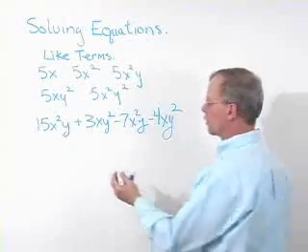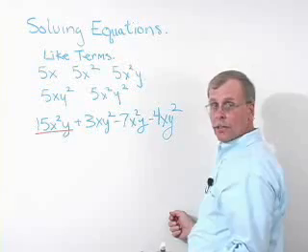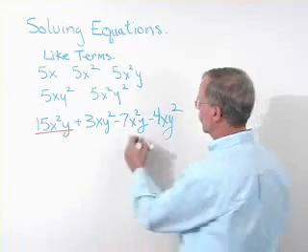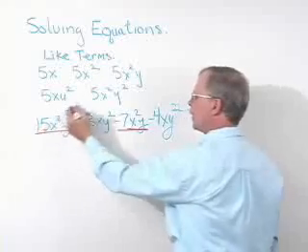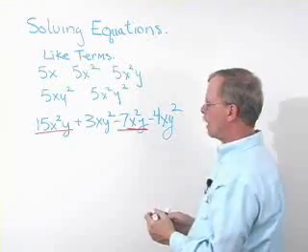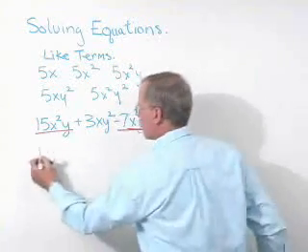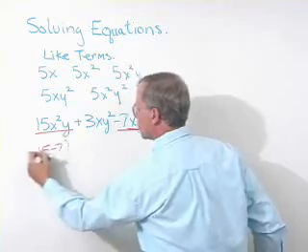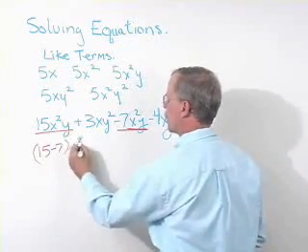So we look and we see that we have x squared y's. Are there any other x squared y's? Here. So we really have 15x squared y minus 7x squared y. So we, in total, have 15 minus 7 x squared y's.